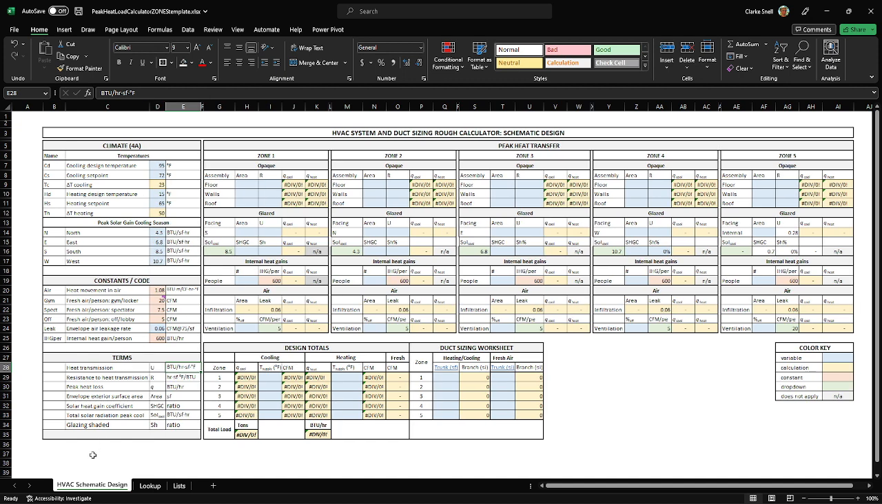Heat transmission, we're calling that U value. Resistance to heat transmission is R value, which is 1 over U. Peak heat loss is Q. Envelope exterior surface area, I'm just calling area. Solar heat gain coefficient, SHGC. And total solar radiation at the peak cooling, which is these numbers up here, is sol cool. So those are the terms that we're going to use. If you're looking at a row up here and you don't get it, you can refer to this terms section.